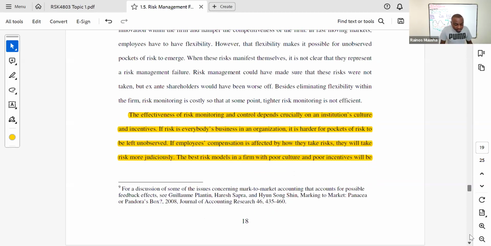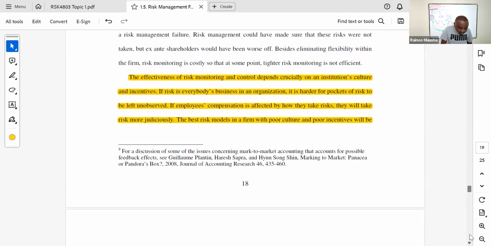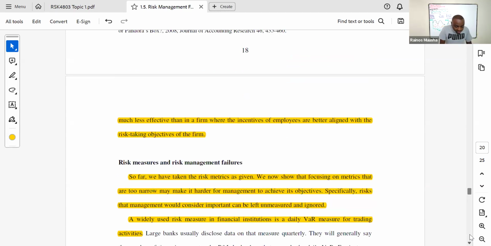So here they say, the effectiveness of risk monitoring and control depends crucially on an institution's culture and incentives. So if risk is everybody's business in an organization, it is harder for pockets of risk to be left unobserved. If employees' compensation is affected by how they take risk, they will take more risk judiciously. So the best risk models in a firm with poor culture and poor incentives will be much less effective than a firm where the incentives of employees are better aligned with the risk-taking objectives of the firm.